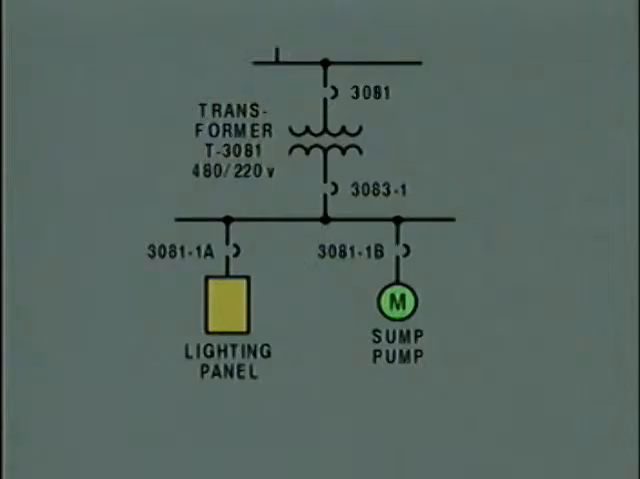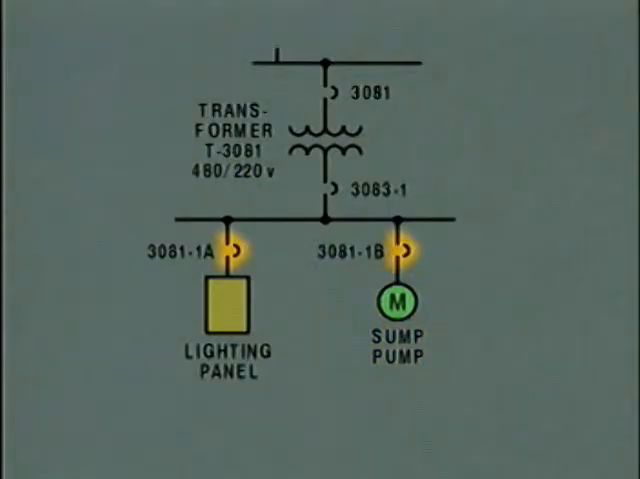After the circuit breaker, power passes through a power transformer. A power transformer converts the relatively high voltage from the load center to a lower voltage for the equipment fed by the circuit. In this case, the transformer changes the voltage from 480 volts to 220 volts. From the power transformer, power flows through another circuit breaker and then to a circuit that supplies a lighting panel that supplies power to several lighting circuits and to a sump pump motor.